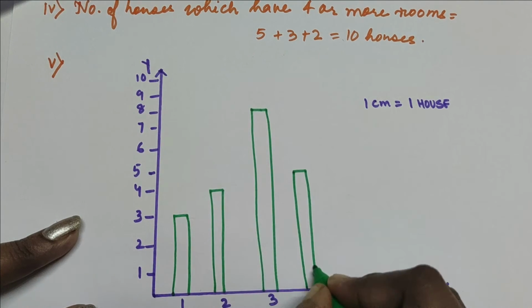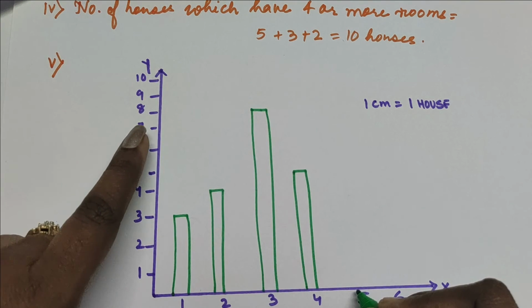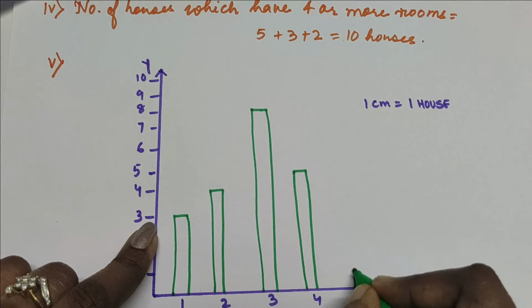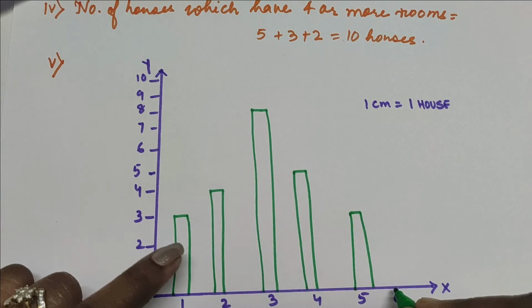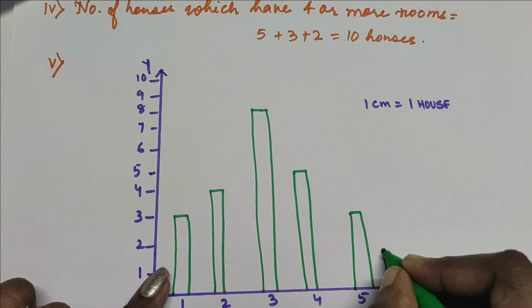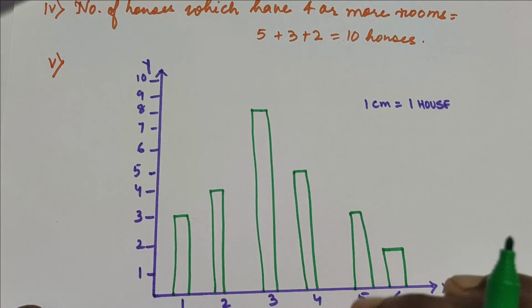5 rooms are there in 3 houses, and 6 rooms are only in 2 houses. So this is somewhat the look of the bar graph for this given question.